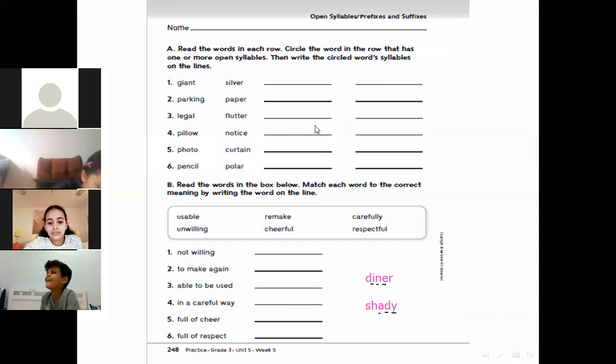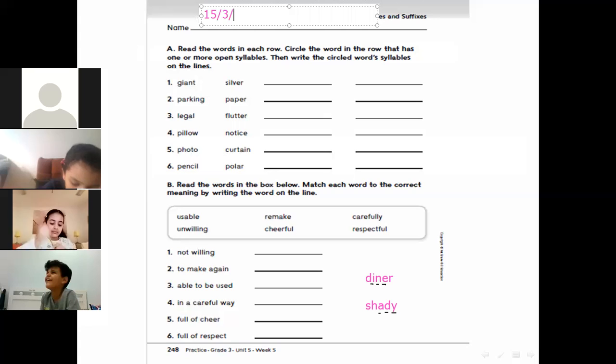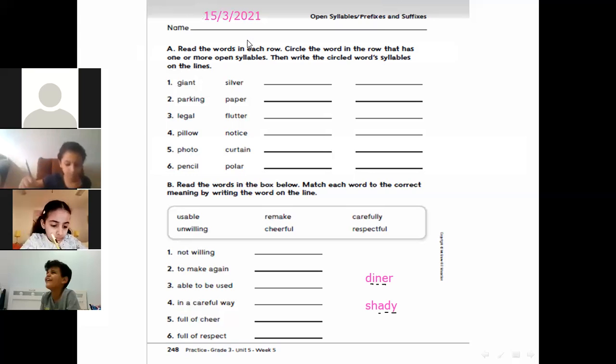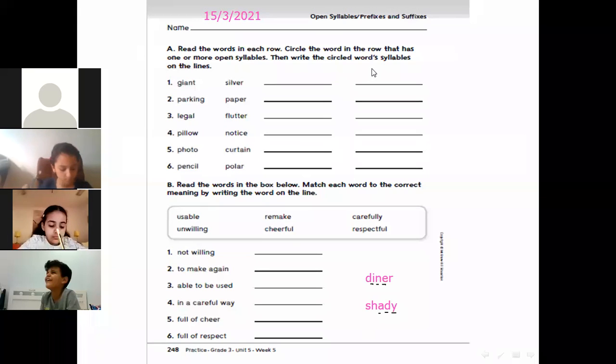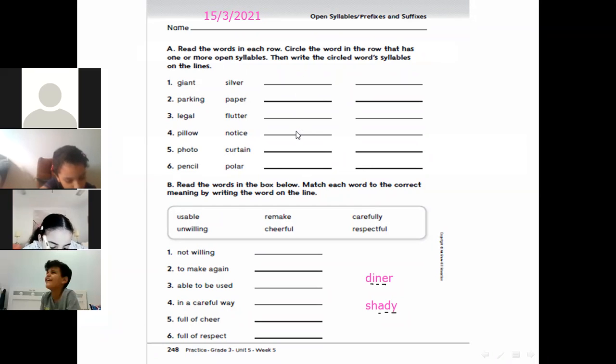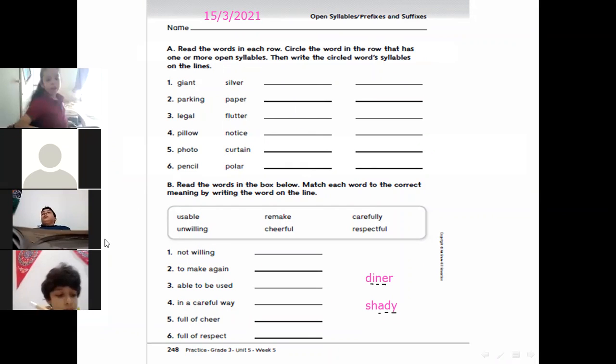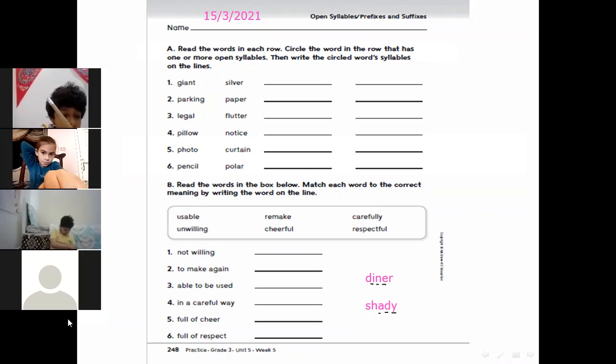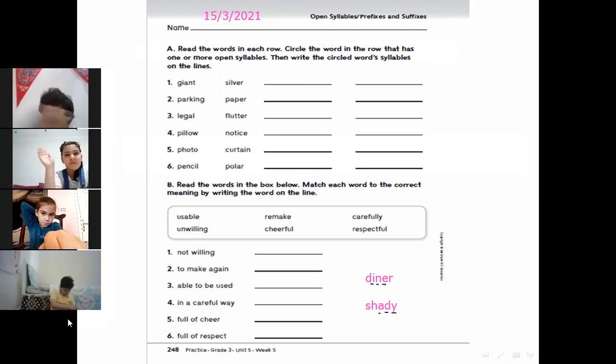So now let's write the date, 15/3/2021. Read the words in each row, circle the word in the row that has one or more open syllables, then write the circled word's syllables on the line. Let's see Maya, because she didn't answer. Unmute your mic, Maya. Yes, teacher. Which word has an open syllable, giant or silver?